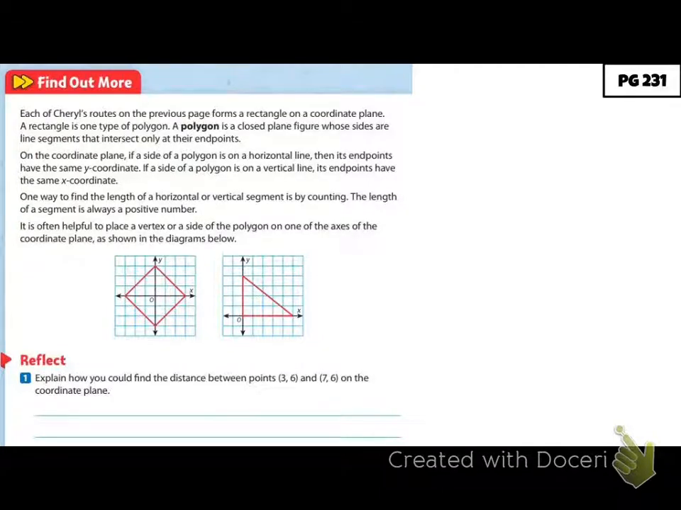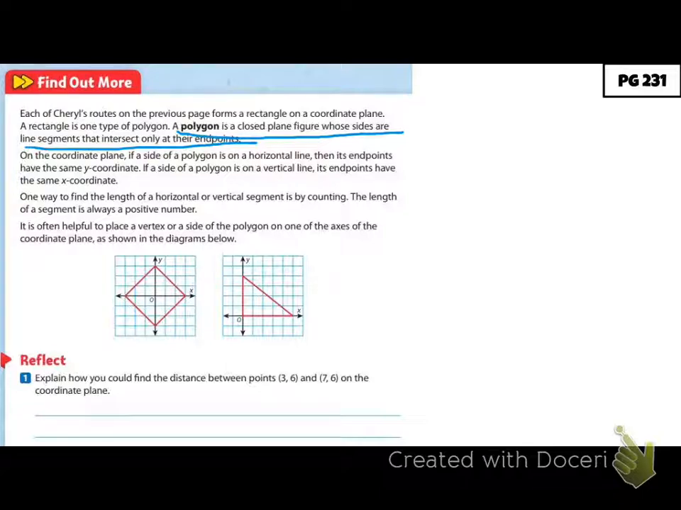It says each of Cheryl's routes on the previous page form a rectangle on a coordinate plane. A rectangle is one type of polygon. A polygon is a closed plane figure whose sides are line segments that intersect only at their endpoints. On the coordinate plane, if a side of a polygon is on a horizontal line, then its endpoints have the same y coordinate. If a side of a polygon is on a vertical line, its endpoints have the same x coordinate. One way to find the length of a horizontal or vertical line segment is by counting. The length of a segment is always a positive number because it's a length.